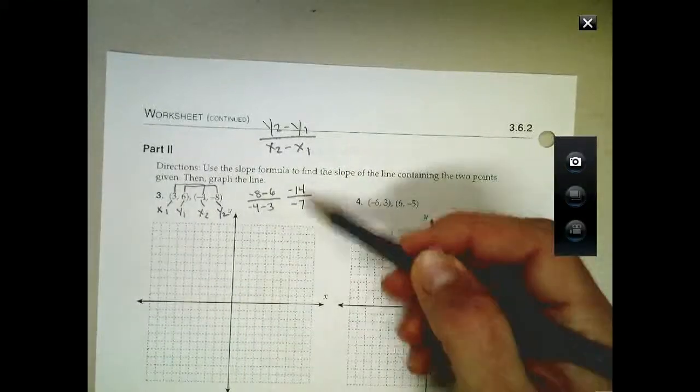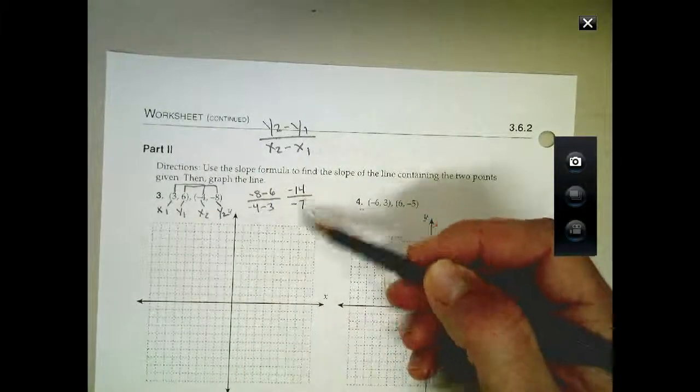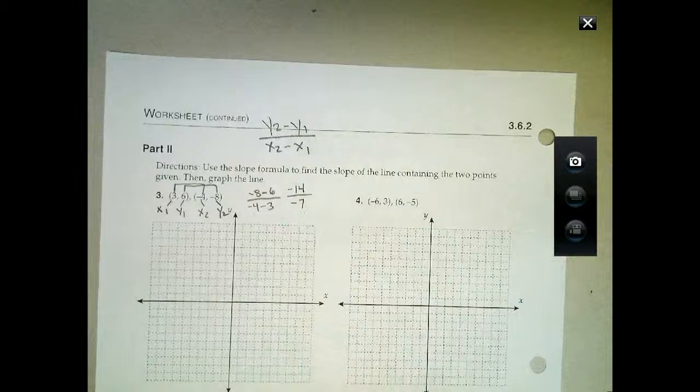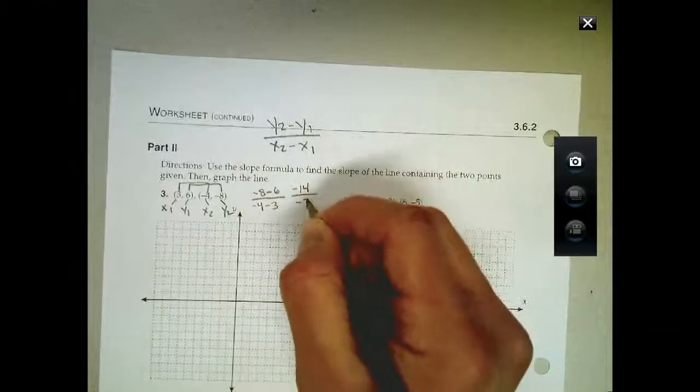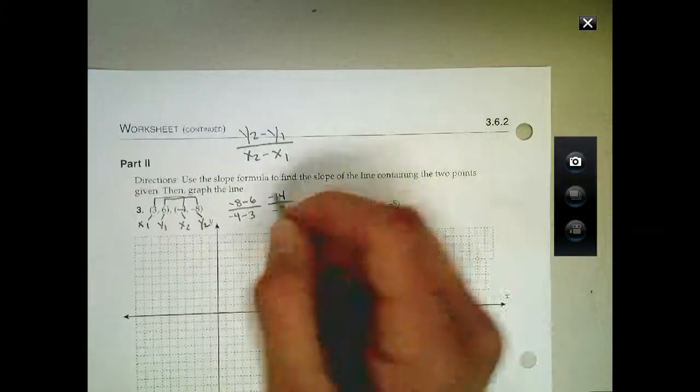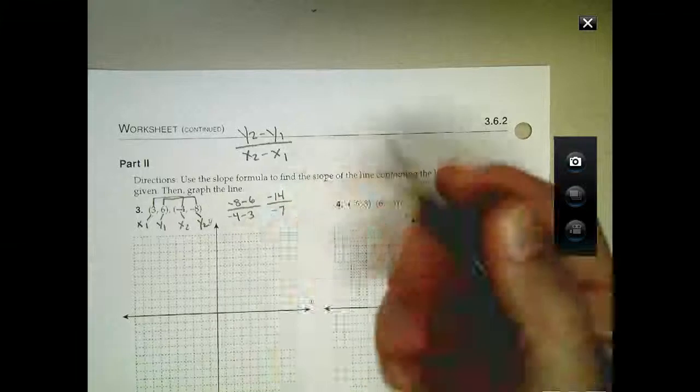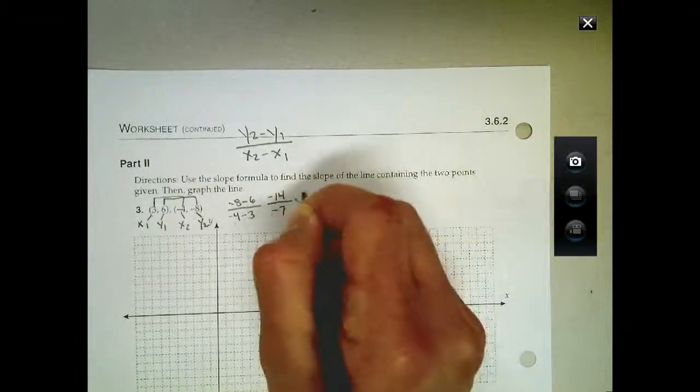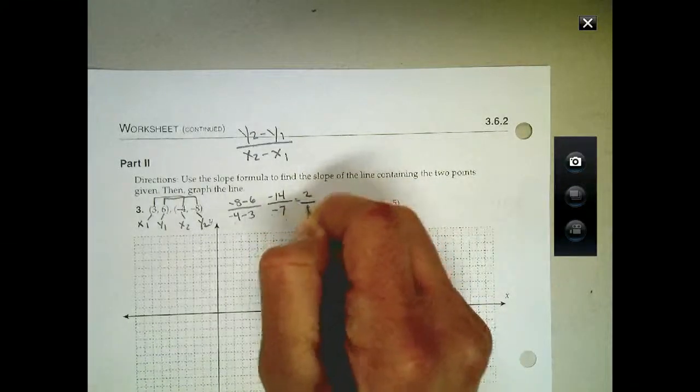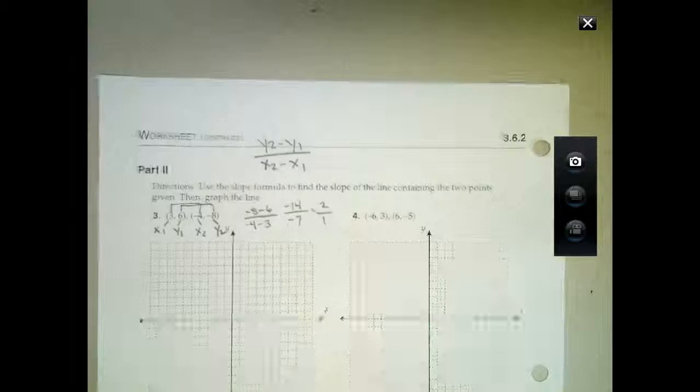So in that case, I just need to reduce my fraction down to the lowest terms. I know in this case, 14 divided by 7 is going to be 2. Negative over negative, 2 negatives make a positive, so it's going to equal 2. And I'm going to put it over 1 so I can have my rise over run.